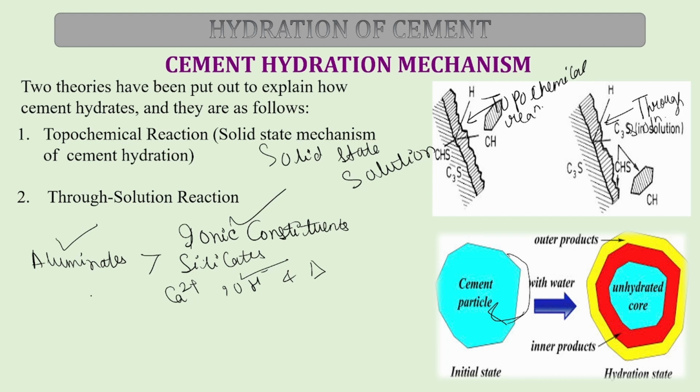Now, if we see the order of heat of hydration, we can say the C3A is greater than C3S, which is greater than C4AF, which is greater than C2S.